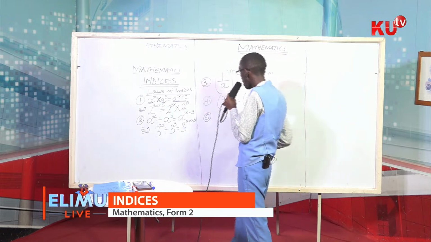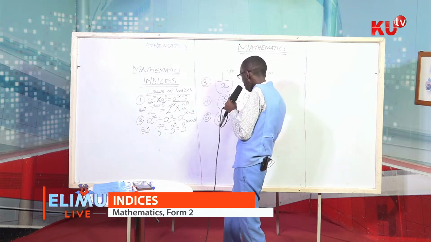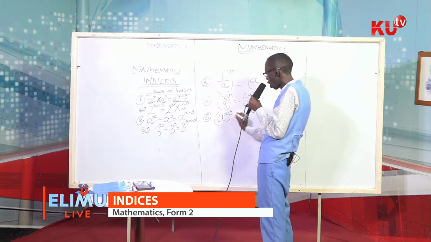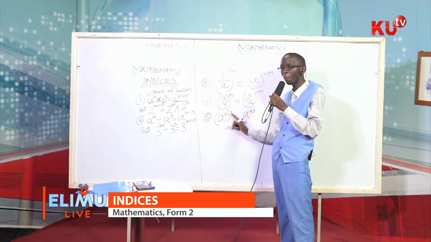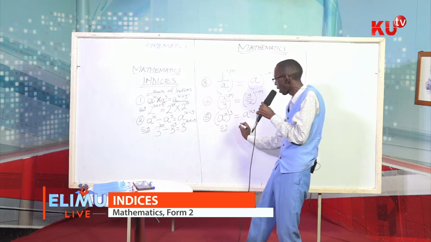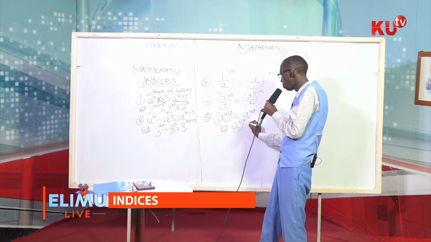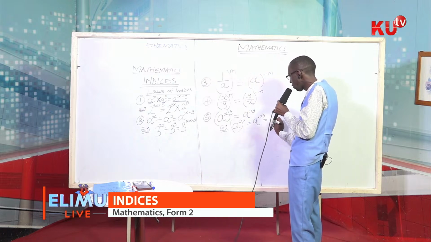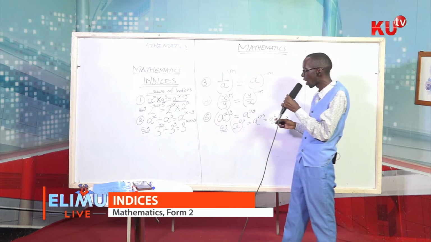Law number 5 of indices is a to power x, in brackets, to power y. It is the same as a to power xy. You multiply the powers. This bracket means multiply the powers. We can have an example to understand that law better. a to power 2 in brackets to power 3 will be the same as a to power 2 times 3, which gives us a to power 6. That is law number 5 of indices.